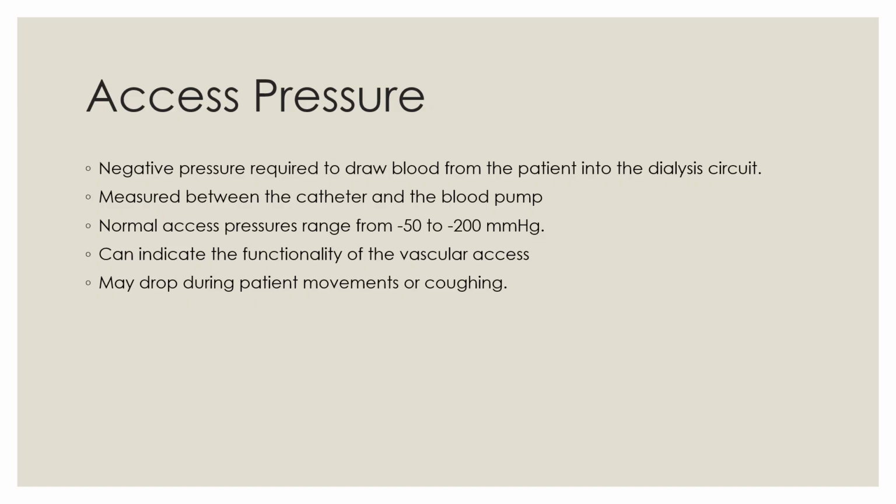Excess pressure. It is the negative pressure required to draw blood from the patient into the dialysis circuit. It is typically measured between the catheter and the blood pump. Normal excess pressure ranges from -50 to -200 mm of mercury. Excess pressure within range ensures that blood is effectively aspirated from the patient into the CRRT machine. It can indicate the functionality of the vascular access and may drop during patient movements or coughing.